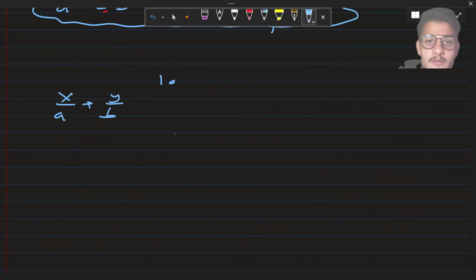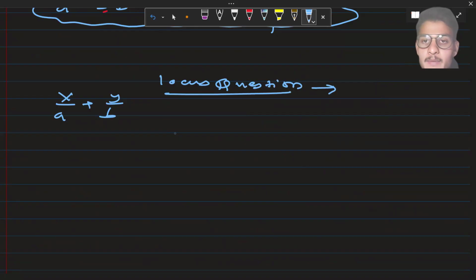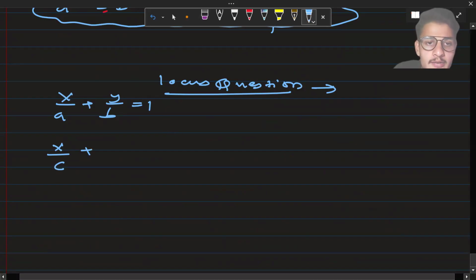So in locus questions, always remember, these kinds of questions are asked multiple times. What you do is find the locus of the intersection of both of them, these two lines or any kind of two figures.